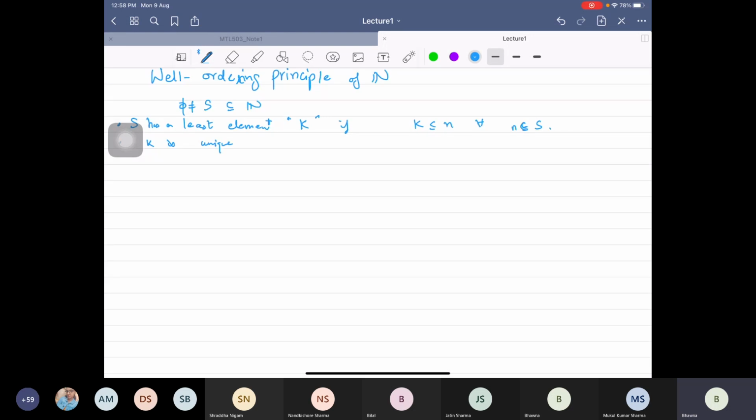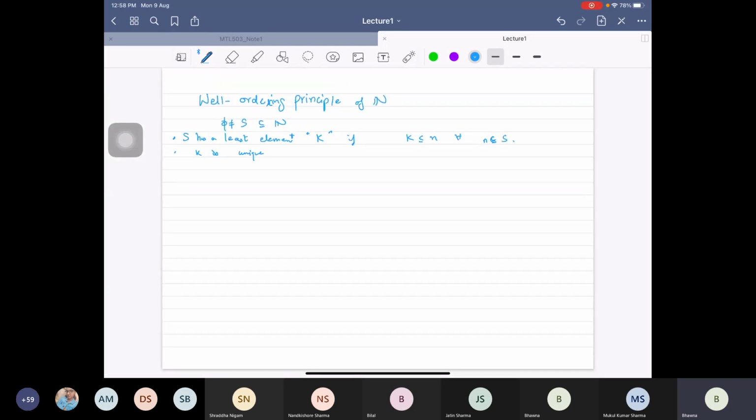Well ordering says that every non-empty set of N has a least element. That means for every non-empty set of natural numbers, we will always have a least element. Now just go and try to think whether it's related to Zorn's lemma or not, whether it is provable or not provable.